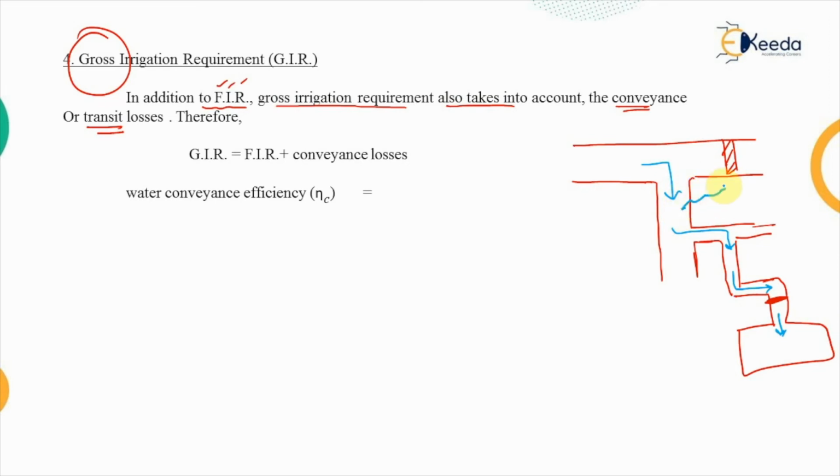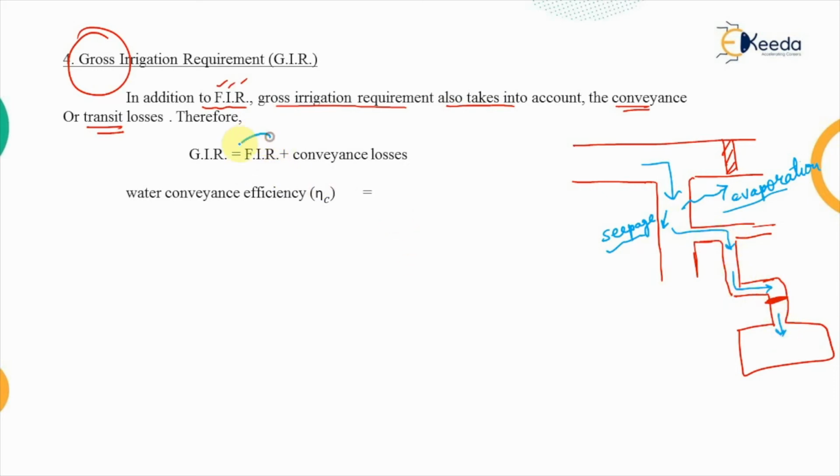One of the losses will be in the form of evaporation, because the water is exposed to the atmosphere and to sunlight, and because of the temperature, a certain amount of water will be lost as evaporation, and a certain amount of water will go into the earth in the form of seepage or percolation. Combined, these two are known as the conveyance or the transit losses. That means the losses which occur during the transmission of the water to the field.